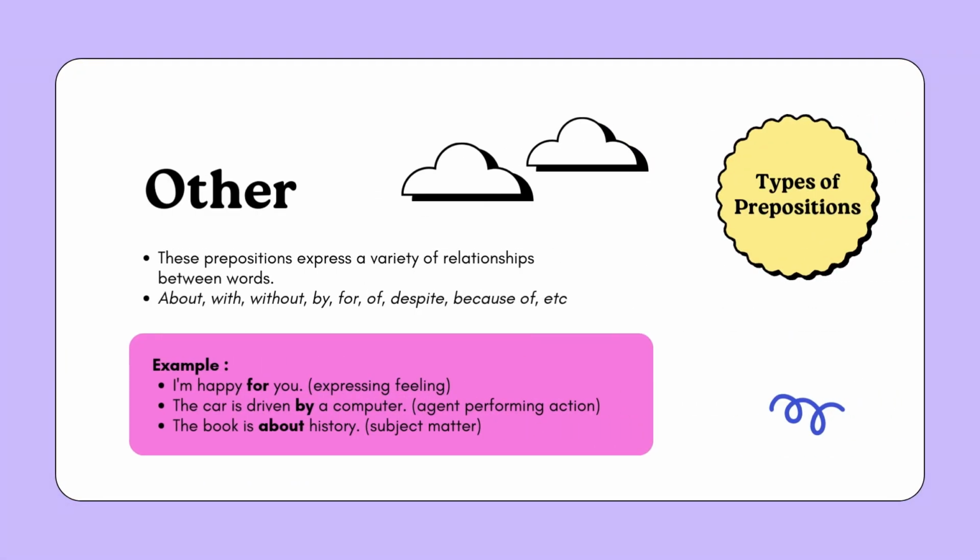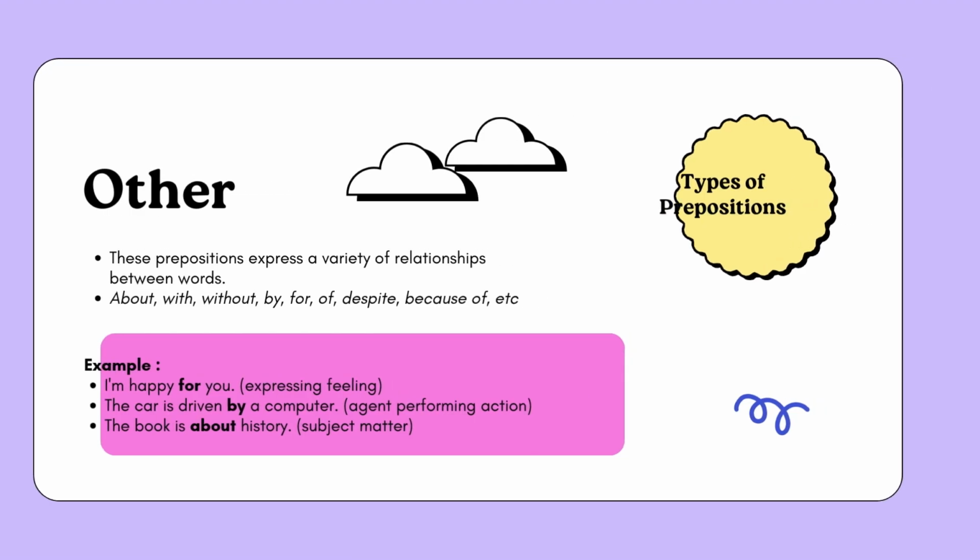Besides time, place, and direction, there are also other prepositions that express different kinds of relationships between words. These include words like about, with, without, by, for, of, and despite. They can show ideas such as feelings, causes, agents, or the subject of something.